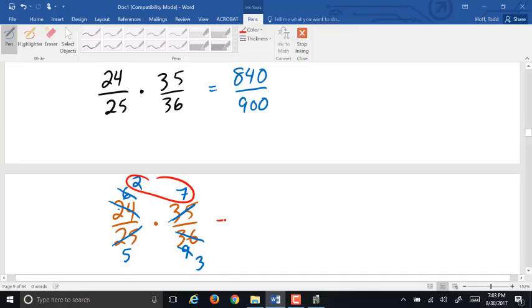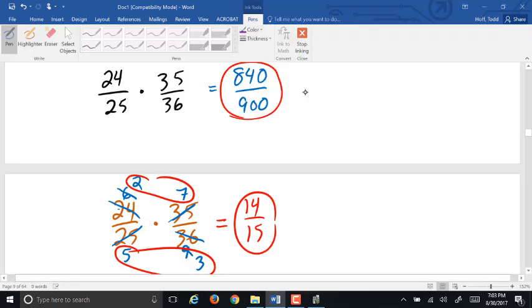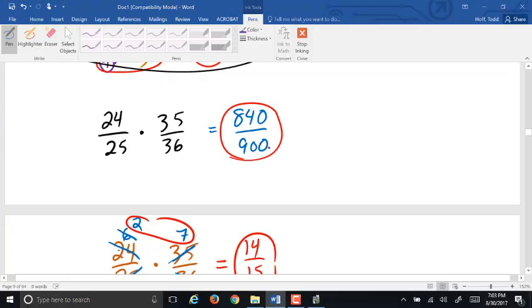So now we've got 2 times 7 is 14. 5 times 3 is 15. A little bit simpler than 840 over 900. Now, trying to reduce that 840 over 900, if you went by the traditional system of finding that greatest common factor, that largest number that divides into both of them, you would drive yourself nuts trying to figure out that that's 60. But you can just look at it and say, hey, both of them end in zeros, which means they both divide by 10.